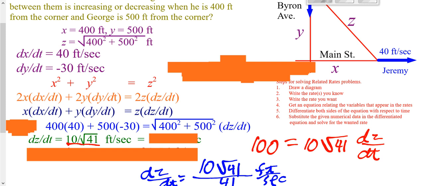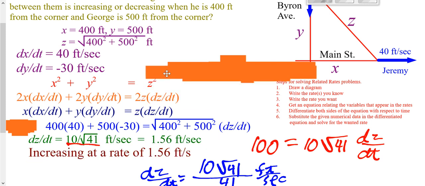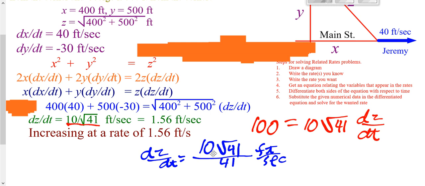Now, more than likely, he's a math guy. He might like this number, but it might be nice to also have a decimal approximation. So to really answer the question, we would say it's increasing at a rate of about 1.56 feet per second, or increasing at a rate of 10 root 41 over 41 feet per second for an exact answer. If in doubt, put the exact answer down and the decimal approximation. If you have both, you'll be covered either way.